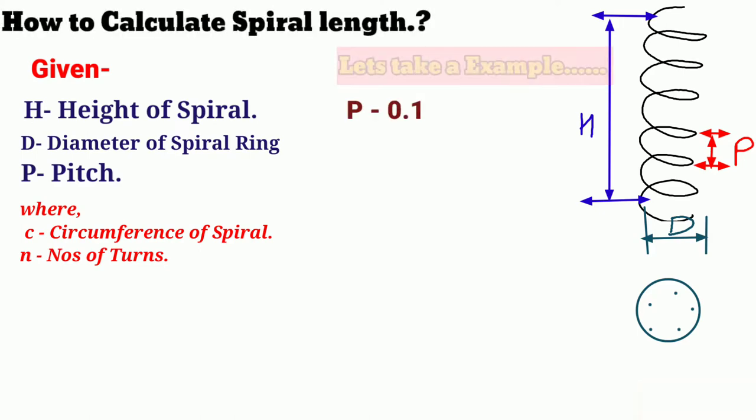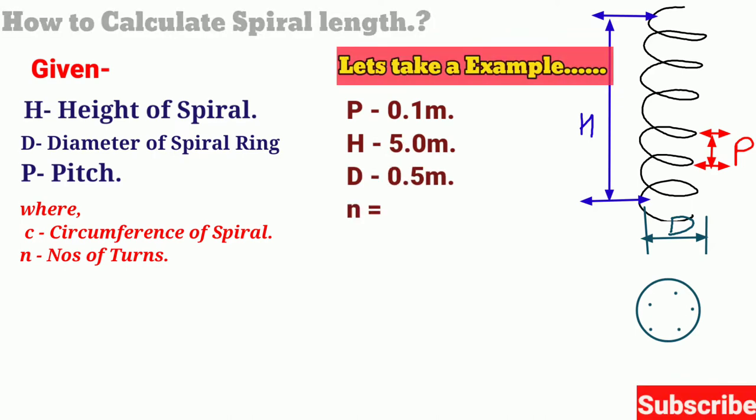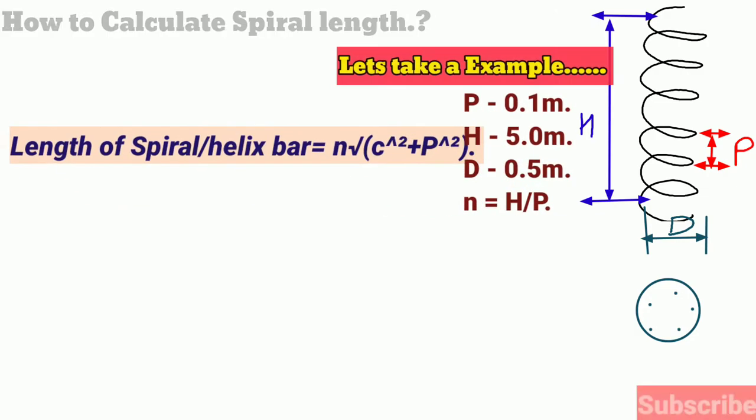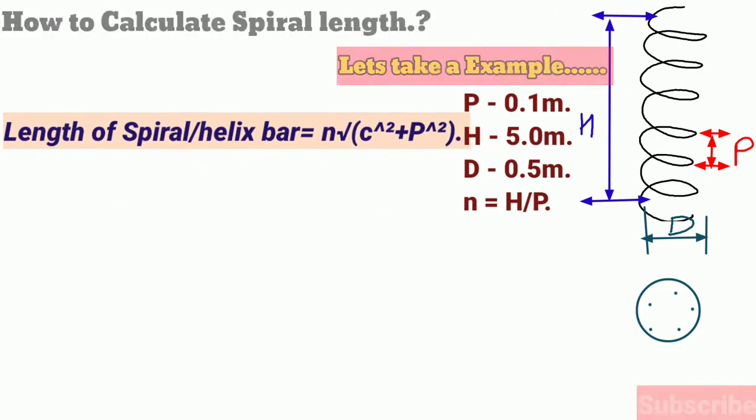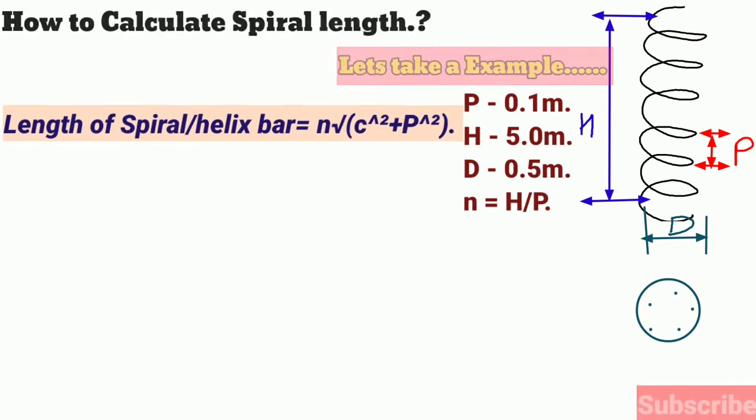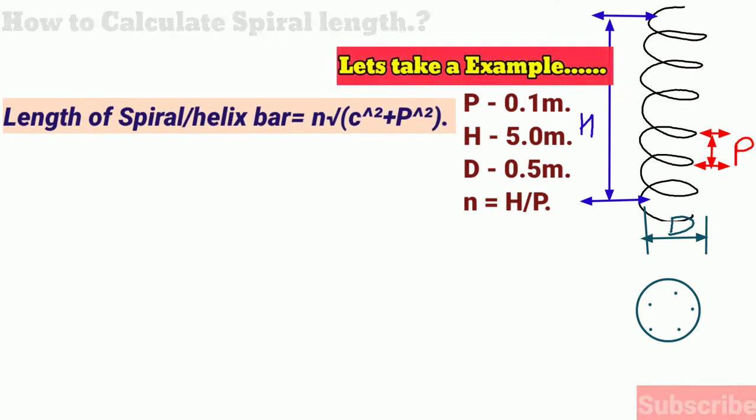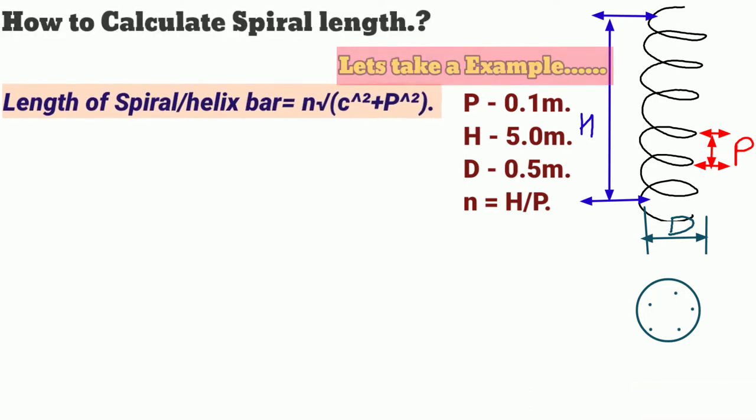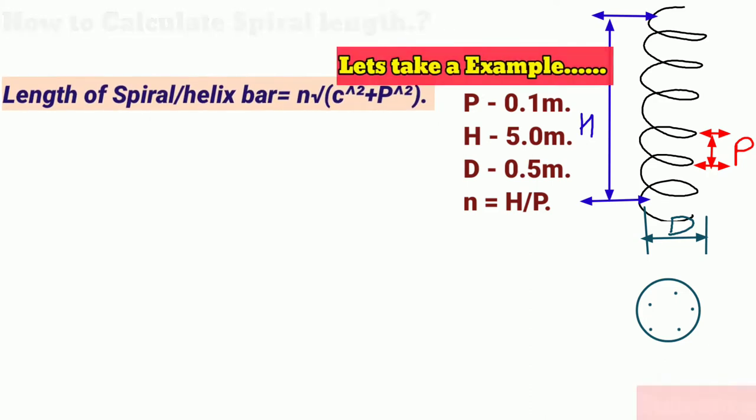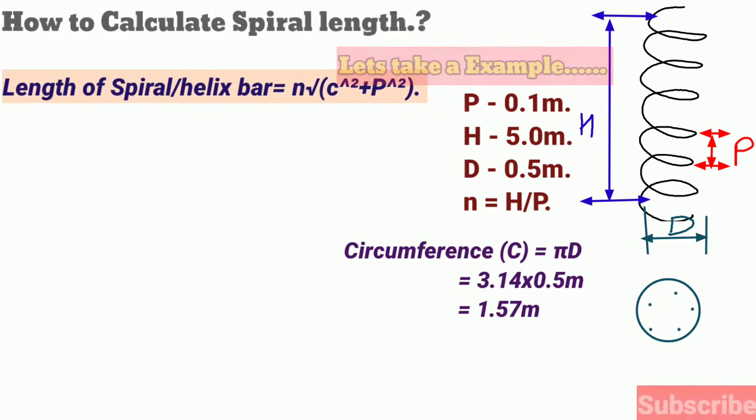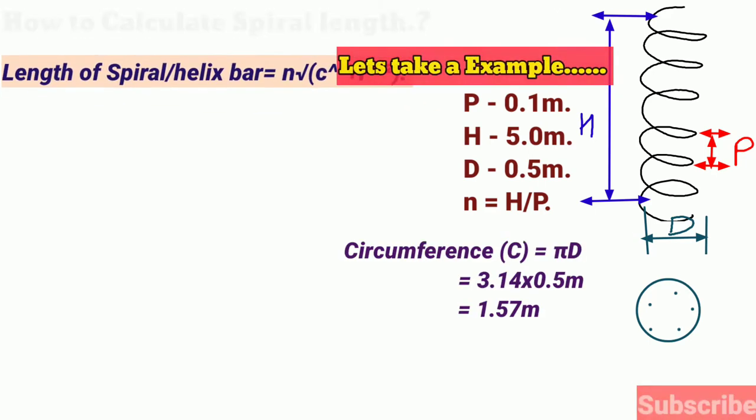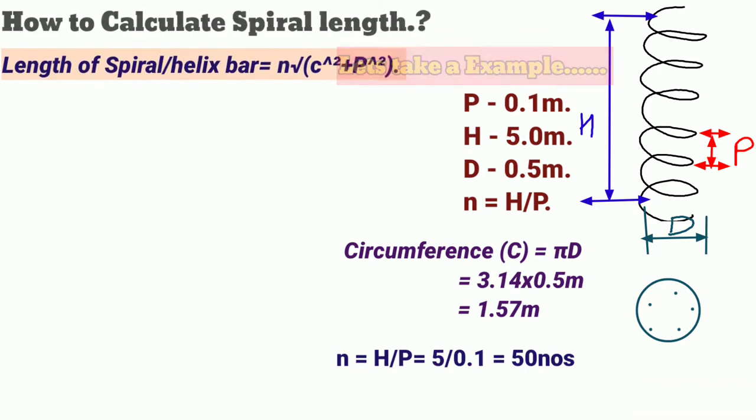The values of height of a spiral, diameter of a spiral ring and pitch are given. Then apply the length of a spiral bar formula, that is n into under root c square plus p square, where c is equal to circumference of a spiral and p is equal to pitch of a spiral. The value of circumference, that is c, is equal to 1.57, and n is equal to 50.